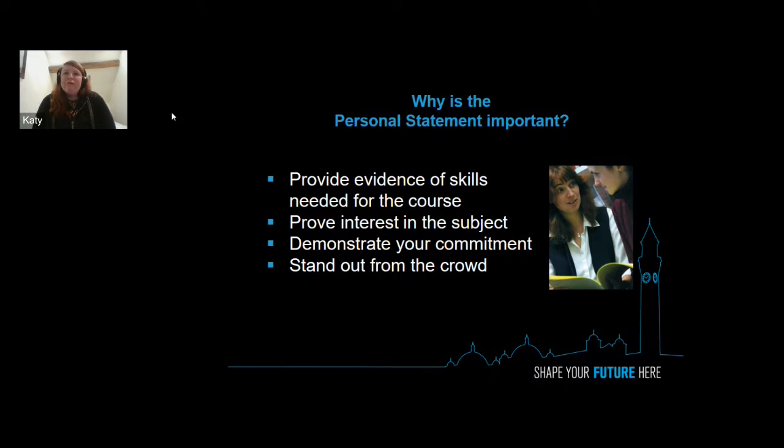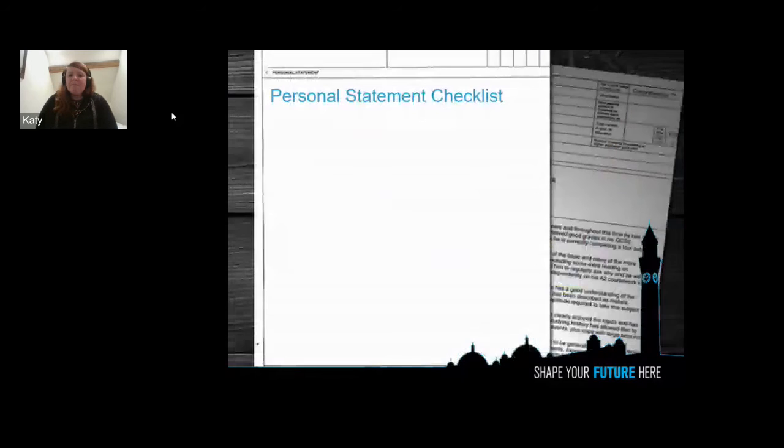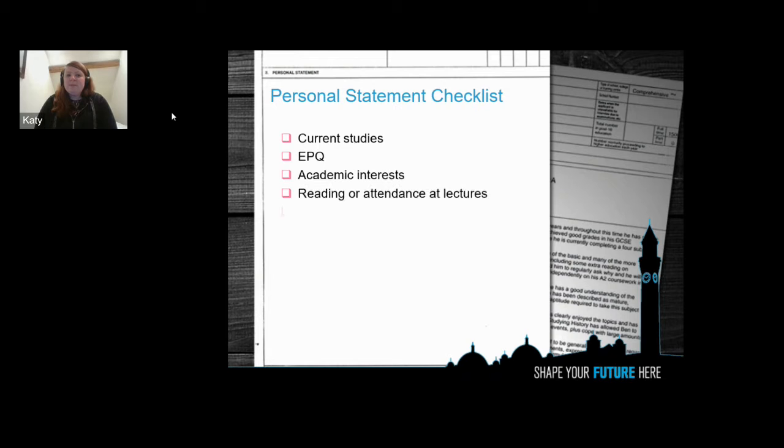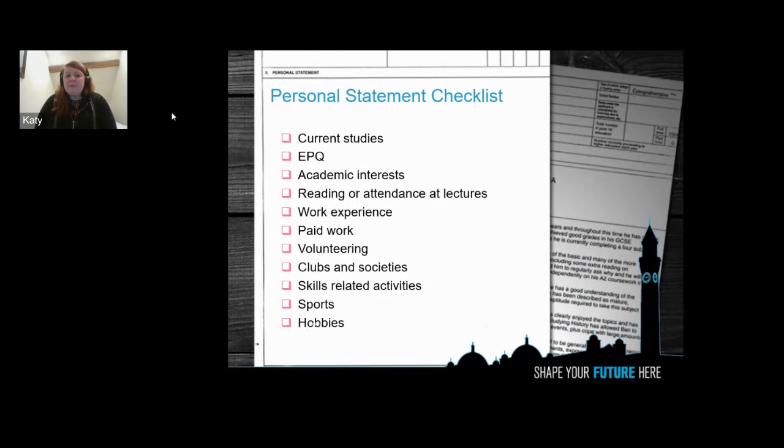Admissions tutors may read 20 to 30 personal statements sometimes in a day. So they need to make sure that your interest is capturing their interest. And they will then think about inviting you for an interview, or maybe even just making you a straight offer for the course as well. So just a quick checklist of all the different things. I'm just going to put all of these up here so we can talk about them in a bit more detail.